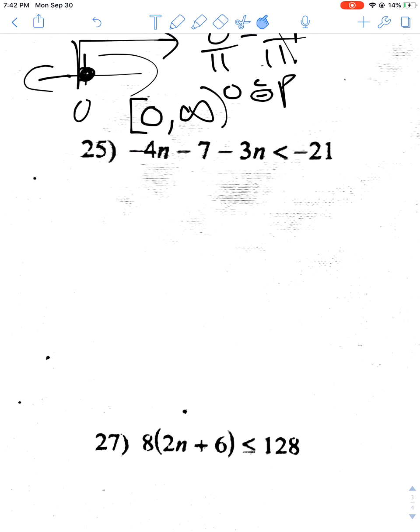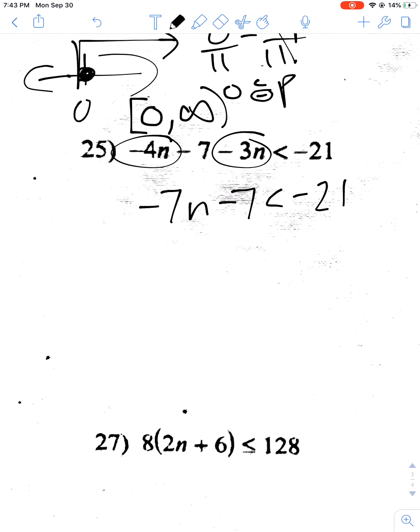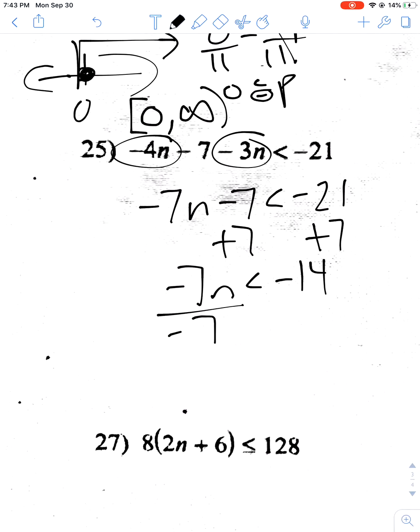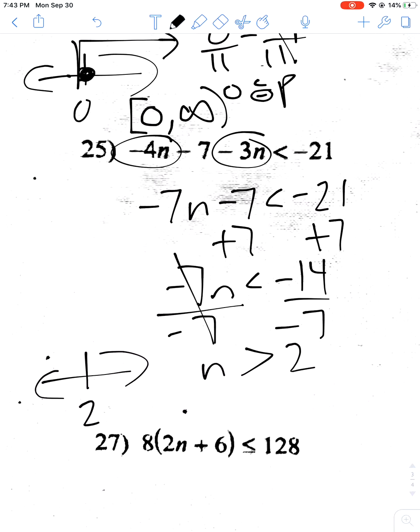All right, DC SAD MAP this. Well, no distributing, but I can combine. That gives me 7n. Okay, add 7, add 7. And here I need to divide by negative 7. But I hear myself saying divide by negative, so I need to flip. This is 2. So the important number here is 2.